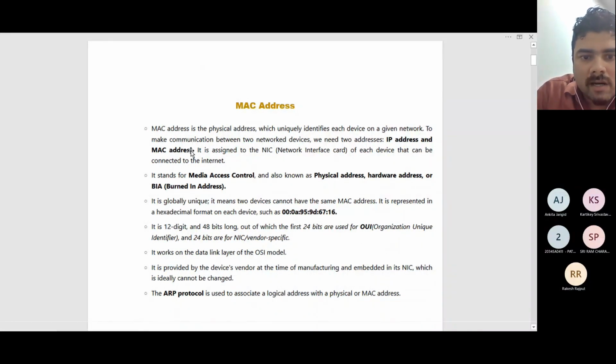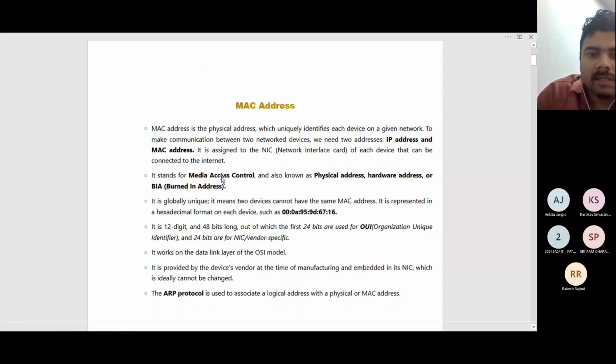So first point: MAC address is a physical address which uniquely identifies each device on a given network, to make communication between two network devices. Yesterday I discussed PC1 to PC2 connected with a layer 2 switch. So we need two addresses: one is the IP address and the second is the MAC address.